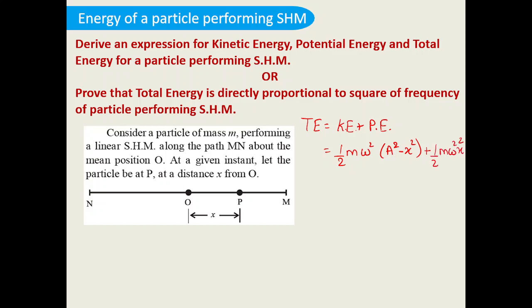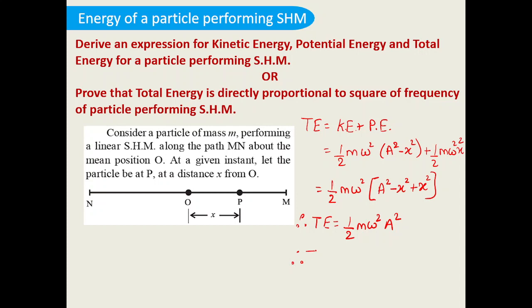So you can take half m omega square outside. What will remain inside is a square minus x square, and on this side I will be getting plus x square. So minus x square and plus x square will get cancelled. So what I am getting is the total energy. Total energy is equal to half m omega square a square.